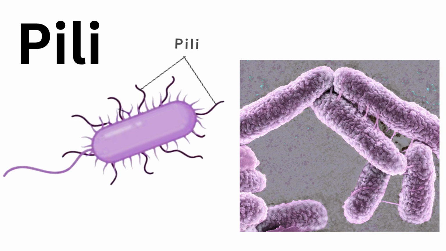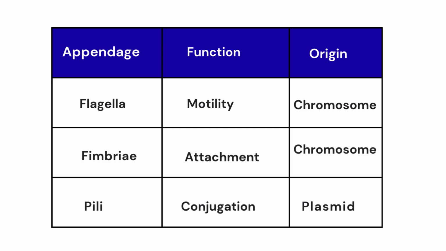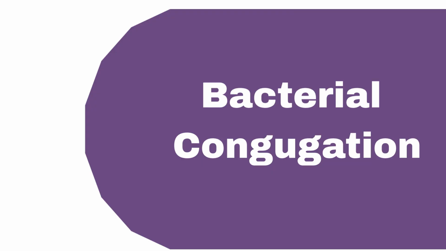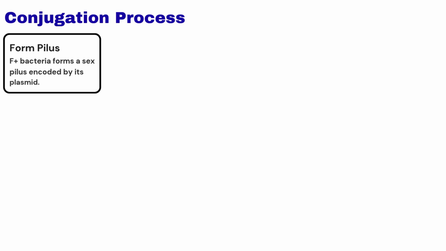Finally, we have pili. Pili are thicker, longer, and much less numerous than fimbriae. And here's an interesting distinction. While the blueprints to build flagella and fimbriae come from the primary bacterial chromosome, the instructions for pili actually come from a separate, tiny circle of DNA called a plasmid. This brings us to a process called bacterial conjugation, which perfectly illustrates why plasmids are so terrifying in a clinical setting.